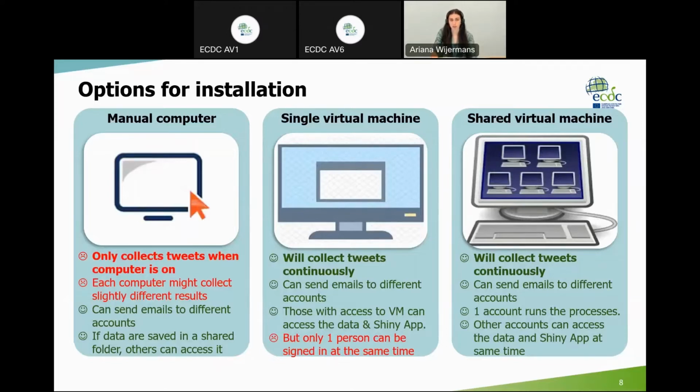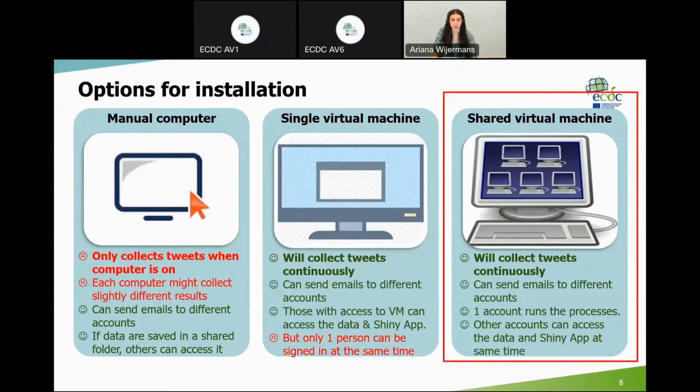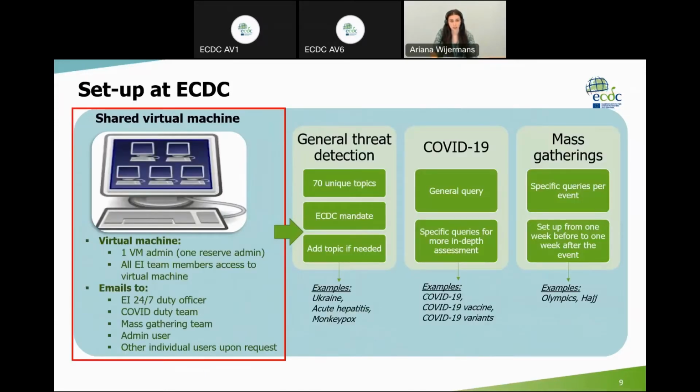to different accounts. We also have the option of a single virtual machine, and this will mean that you can actually connect to this external virtual machine that is turned on all the time, which allows you to continuously collect your data and send the emails, but only one person can be logged in at the same time. And then we have the final option, which is the option that we use here at ECDC, which is a shared virtual machine. What this means is that we have different accounts logged into this virtual machine.